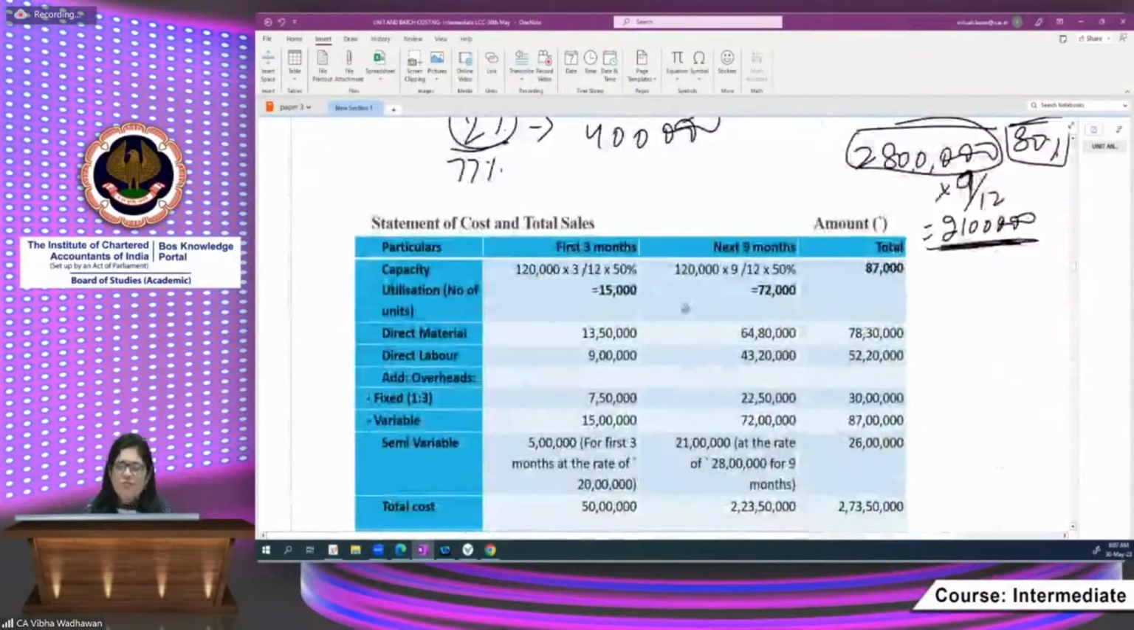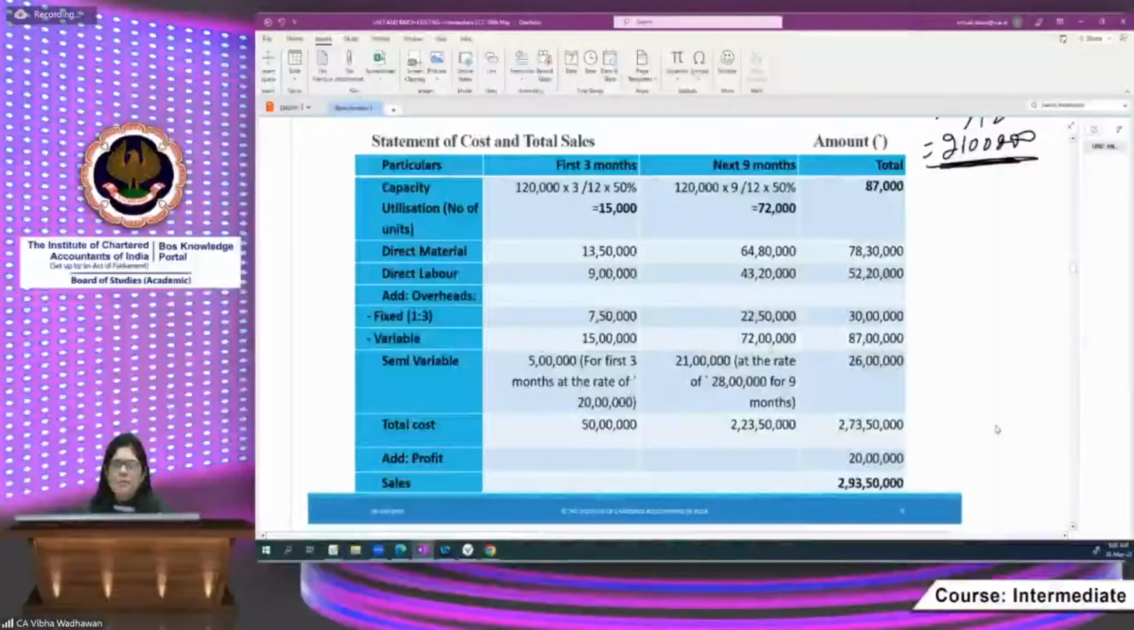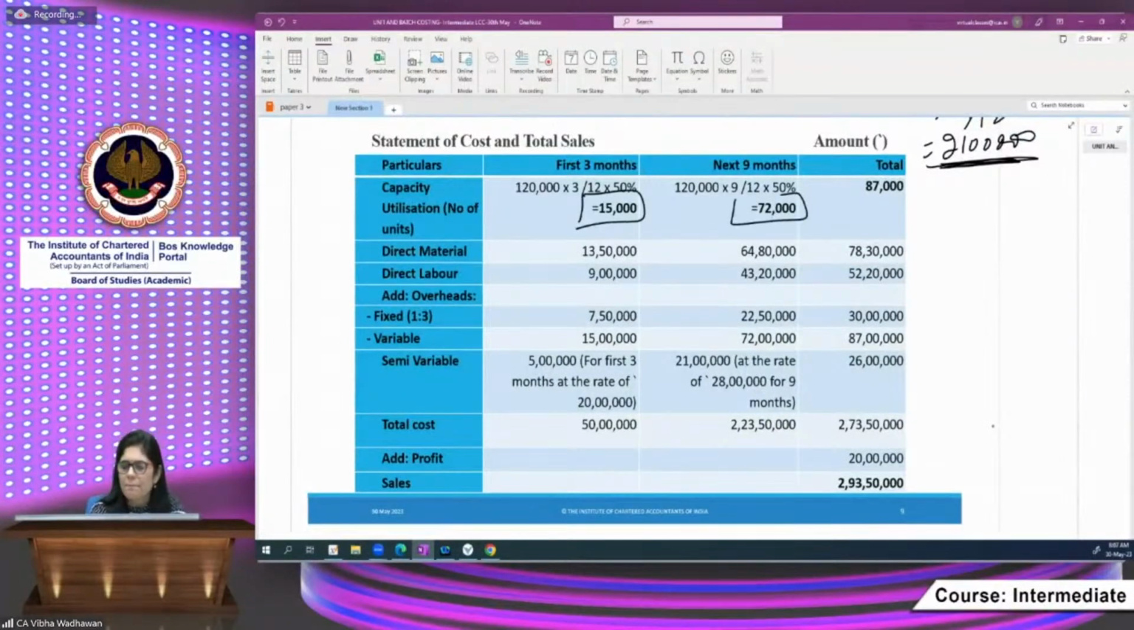Okay, we have the fair solution also. Please take a look at the fair solution. This is the capacity utilization. 1,20,000 into 3 by 12 and then 50%. 120 into 9 by 12, then it has to be 80%. Clear? It was 80%. So this is how we have calculated.